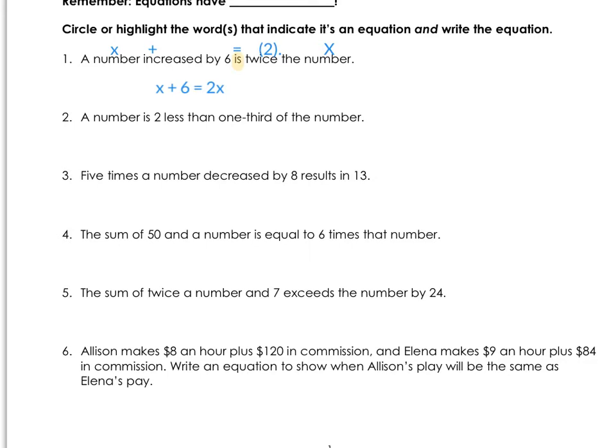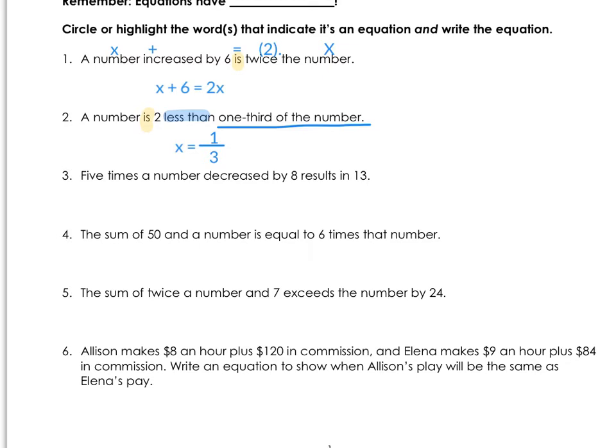Okay, let's try the next one. We have here a number is, that's my key word again, so that's what I'm going to highlight. Is means equals. So is 2 less than 1/3 of the number. A number is just x. Is means equals, so I'm going to put an equal sign there. 2 less than, well, remember that the words less than are important because that means we're going to subtract 2 away from something. Well, what's it less than? That means that what follows this has to go first because it's less than this. So I'm going to start by writing that.